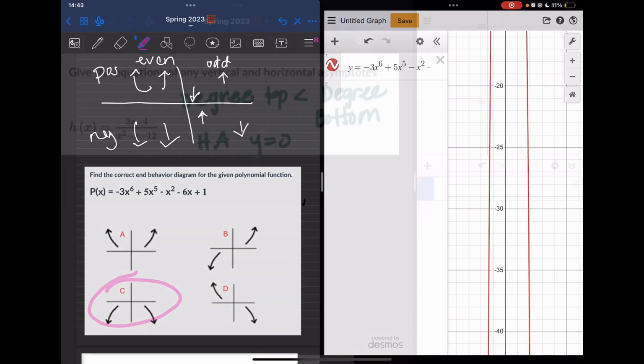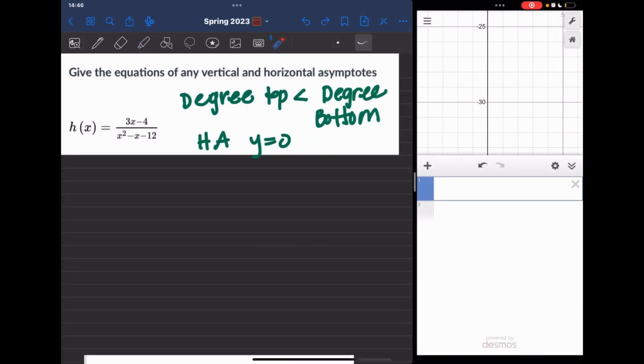Okay? For the next problem, it says give the equations of any vertical or horizontal asymptotes. So the first thing we're going to concentrate on is going to be the horizontal asymptote, which is going to stand for HA. If you recall, when the degree on the top is less than the degree on the bottom, then your horizontal asymptote is automatically going to be y equals 0. So this has a degree of 1. That's the numerator, and the degree of the denominator is 2.